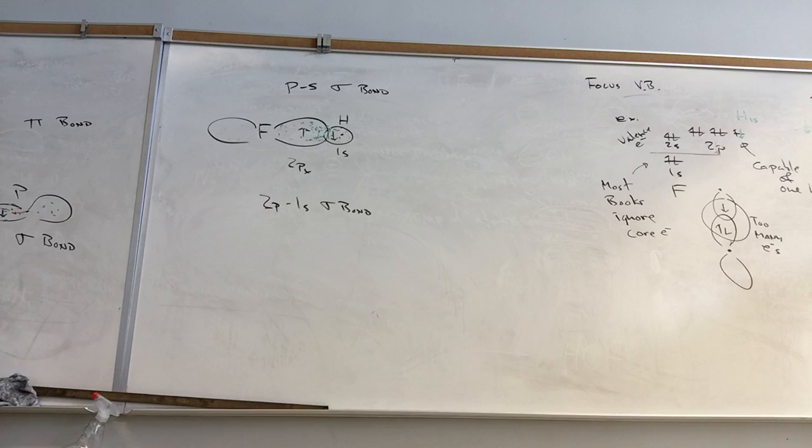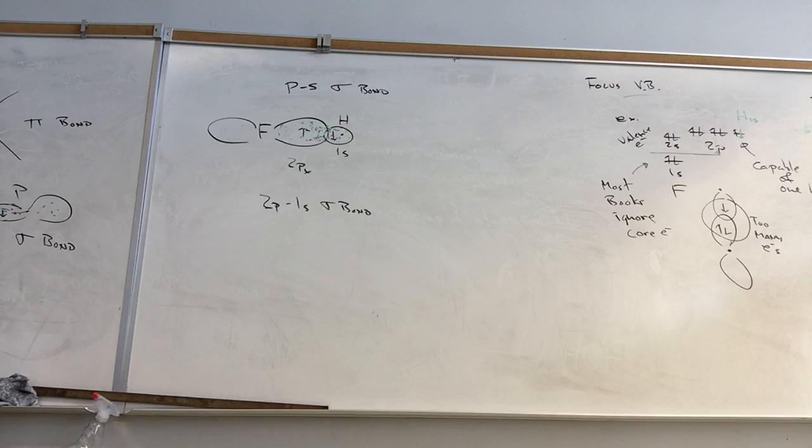It turns out it's not a pi. The pi is weaker. It's weaker because the electron cloud is above and below, whereas here it's directly between. And so in general, sigma bonds are stronger than pi bonds. And so if we have a choice here, we should form the strongest bonding interaction.